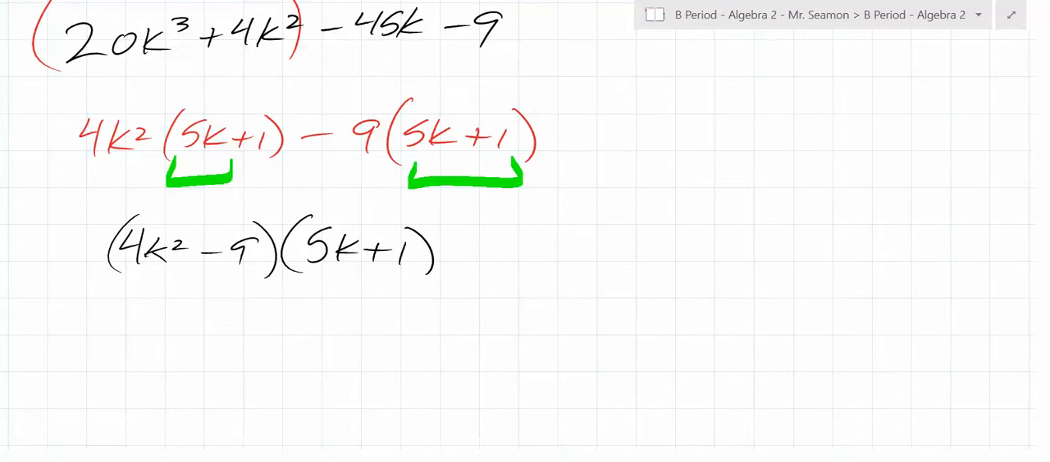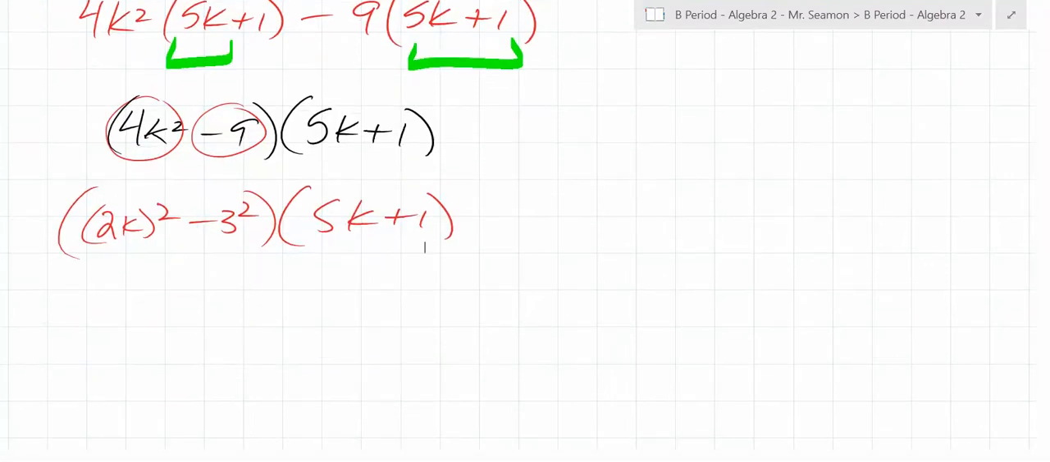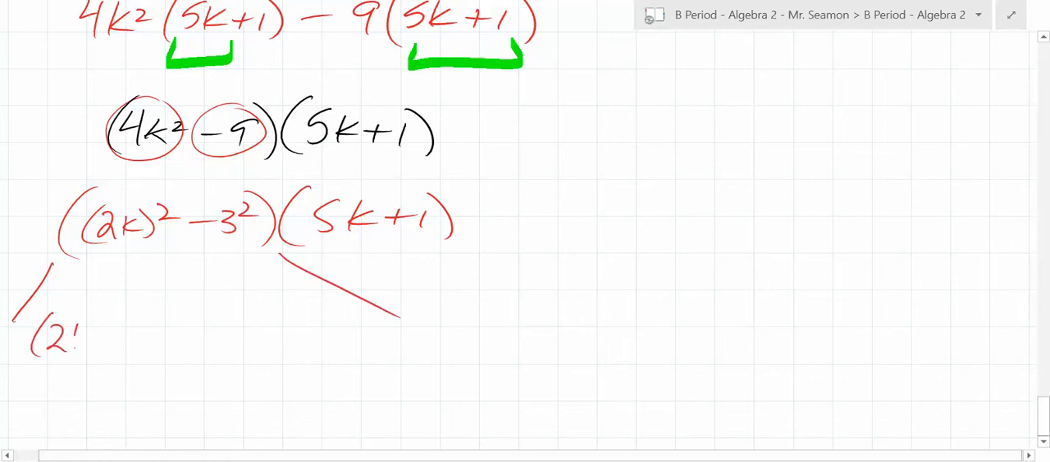Cool. Can anybody tell me what you can do? What do you see right here? What is that and what's this? Those are both squares. What is the square root of 4? This is 2k squared minus 3 squared, right? So that's the difference of squares. So what does this factor into? 2k plus 3 times 2k minus 3, and then what's along for the ride?